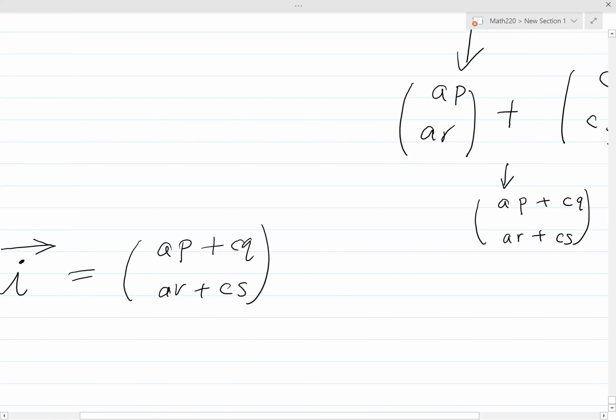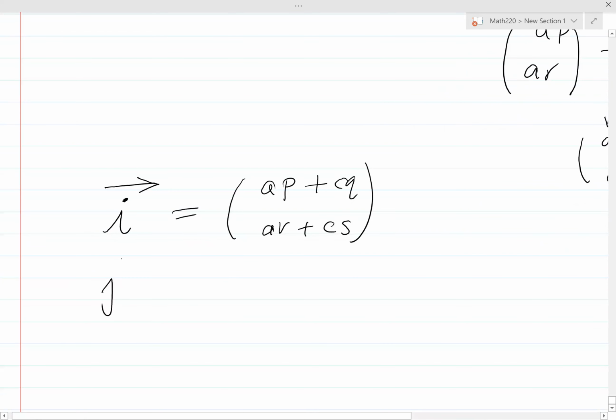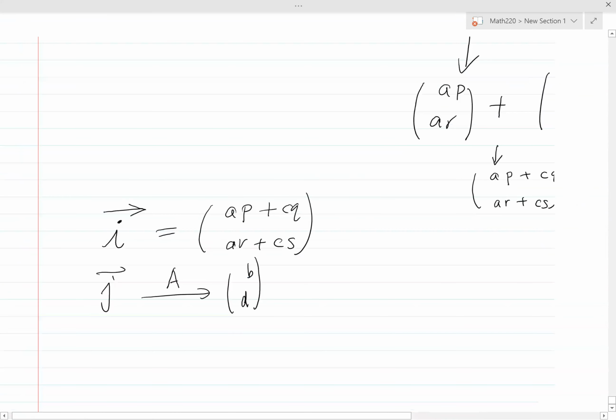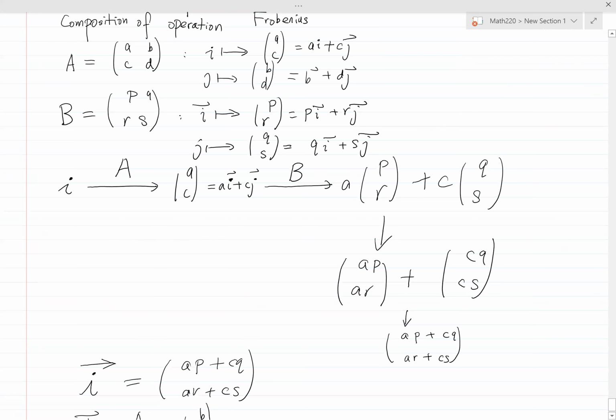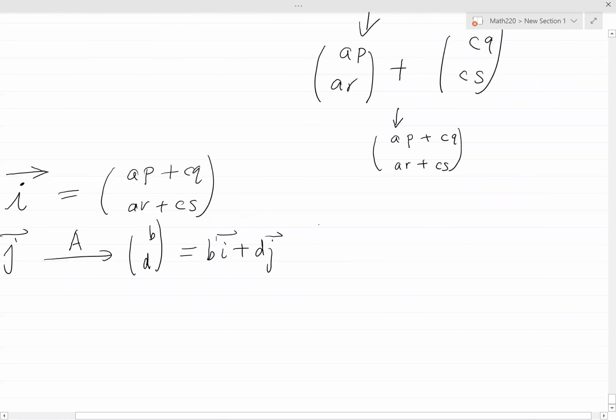Okay, now let me quickly do this for J. Under the mapping of A, we get BD. You check what A is. Remember, A is ABCD, so the second column is BD. So this is BI plus DG. But then under the operation of B, we get B times the output of I under the operation of B.